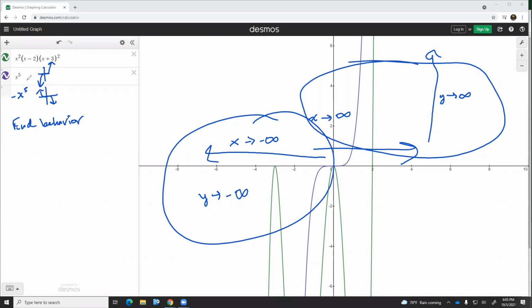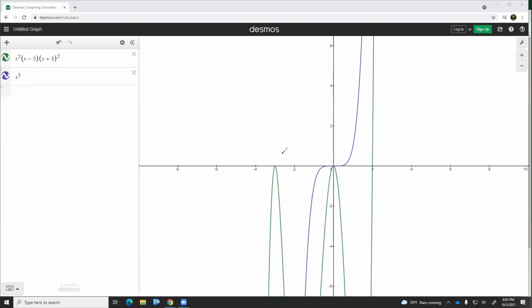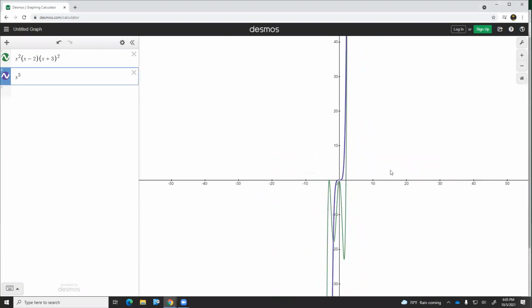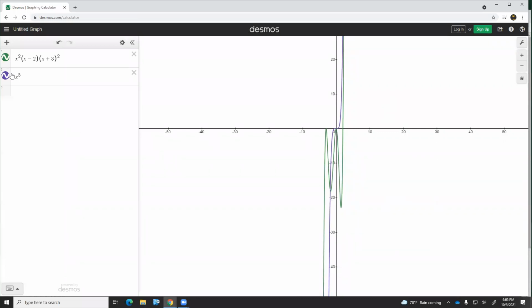Does that make sense? Because if I multiply all these together, and when I say multiply all together, I'm just talking about the first term, this will be x squared times x, so that'll be x to the fifth. Even though all kinds of wacky, weird things are going on with the crossing and the touching, essentially, notice that on either end is the exact same as my x to the fifth function. So the basic function is the exact same as this one with all the weird stuff going on in it. Does that make sense?